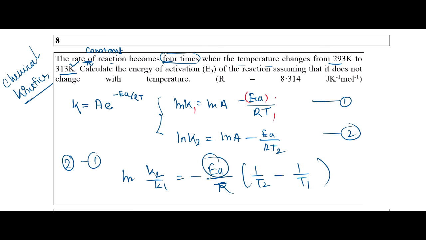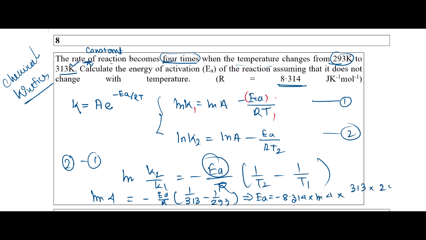Next we have to calculate the activation energy. We know that the rate constant of the reaction becomes 4 times. So ln 4 = -EA/R (1/T2 - 1/T1), where T1 is 293 Kelvin and T2 is 313 Kelvin. Here the R value is 8.314 and we can calculate that easily. EA will become minus of 8.314 multiplied by ln 4 into 313 into 293, divided by 313 minus 293.